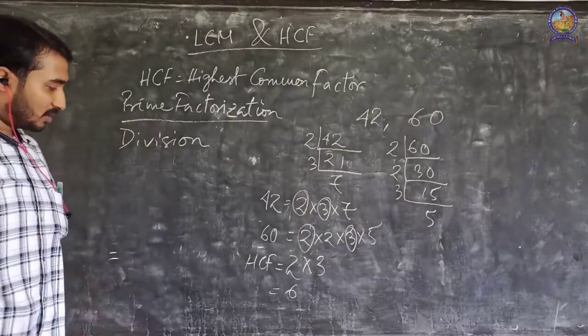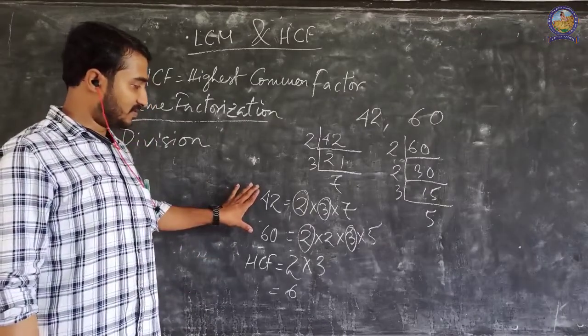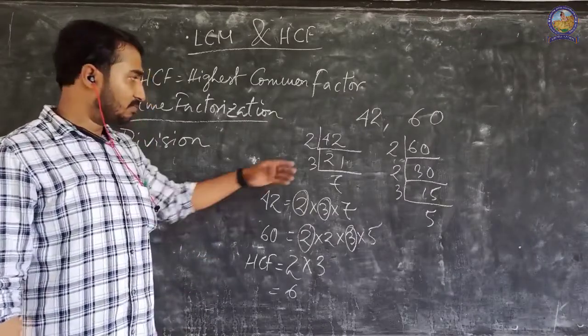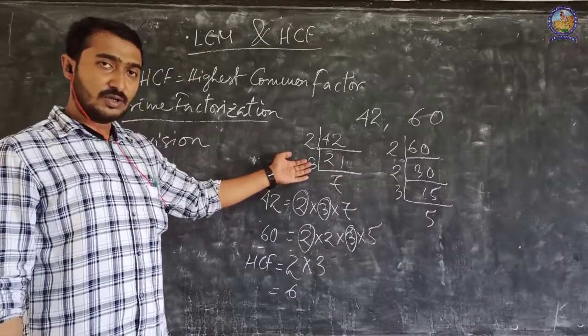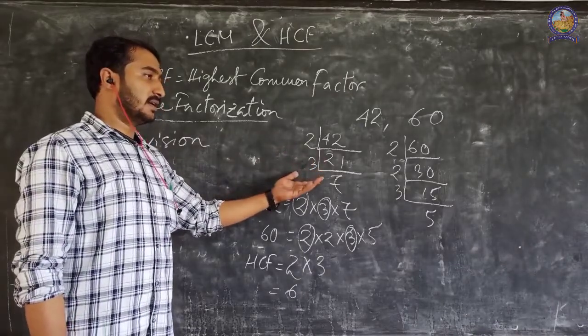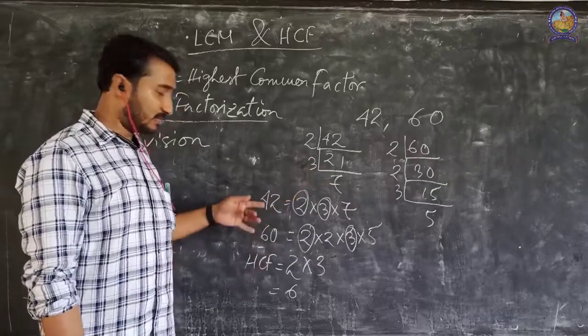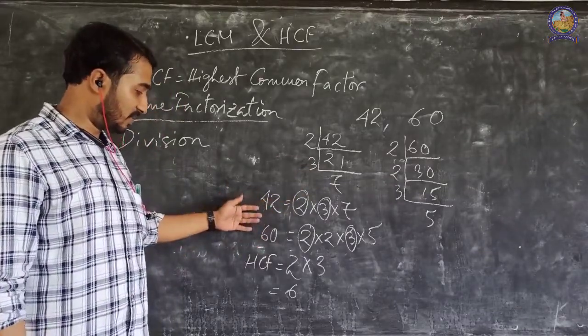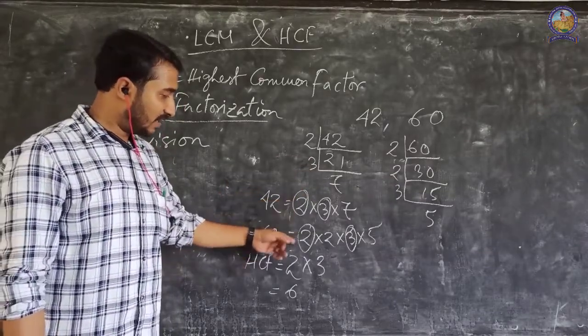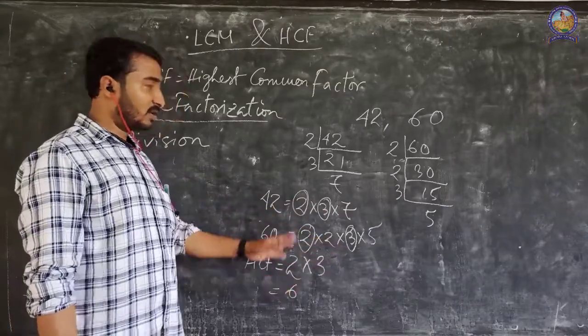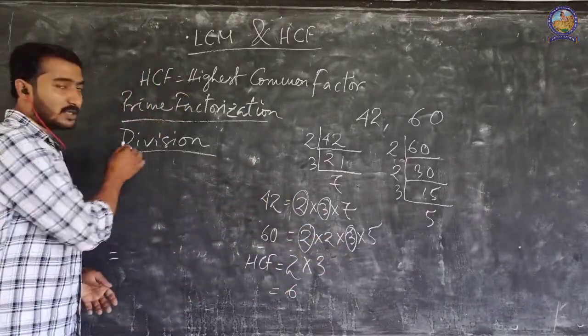In this prime factorization method, we have to first find the prime factorization of the number by the factorization method, or you can apply the factor tree method. But you have to find the factors of the number, then you have to find the HCF by finding the common factors. That's all. So now we see how the division method works.